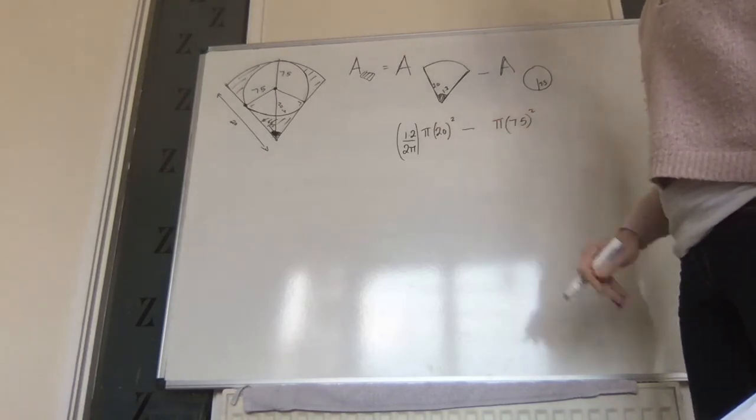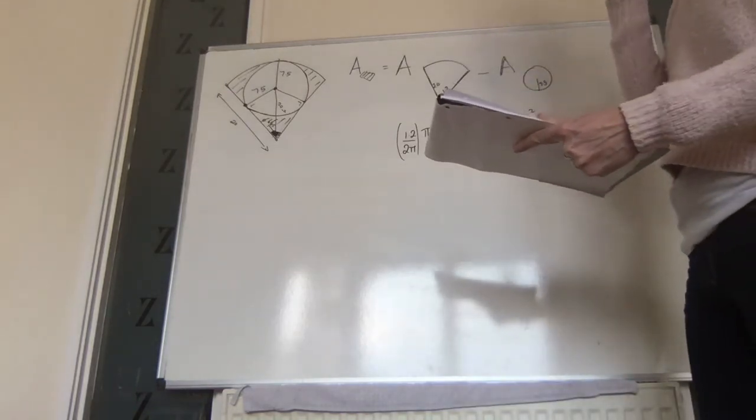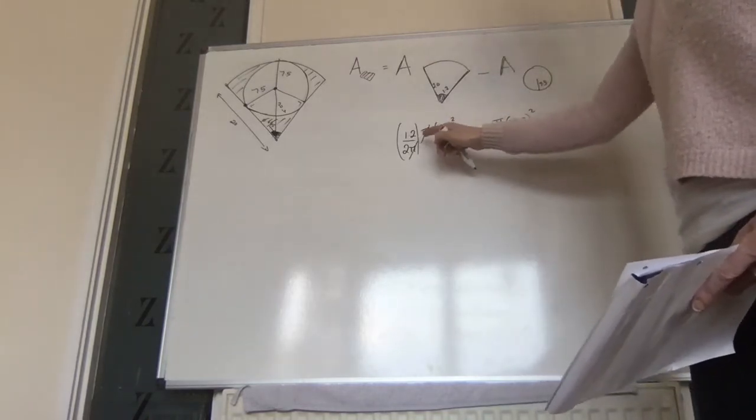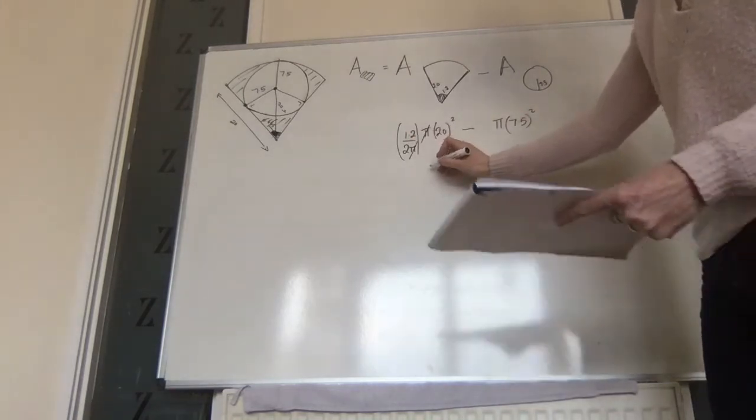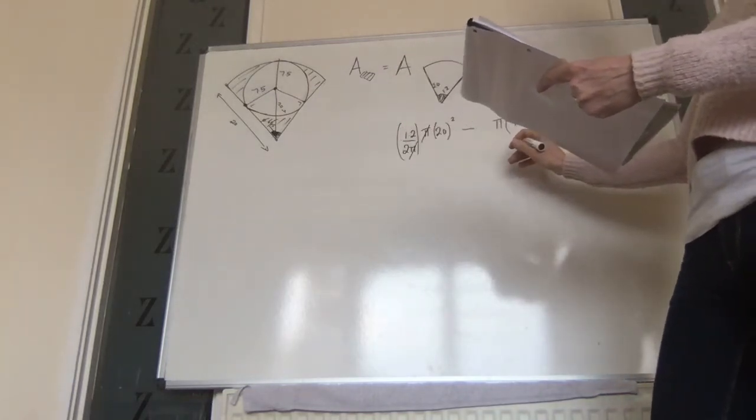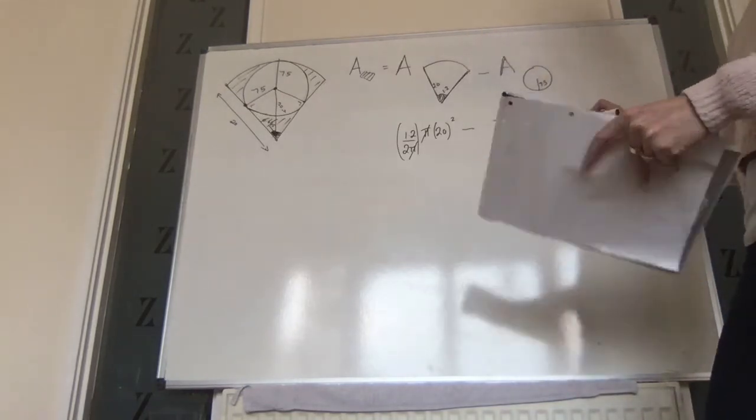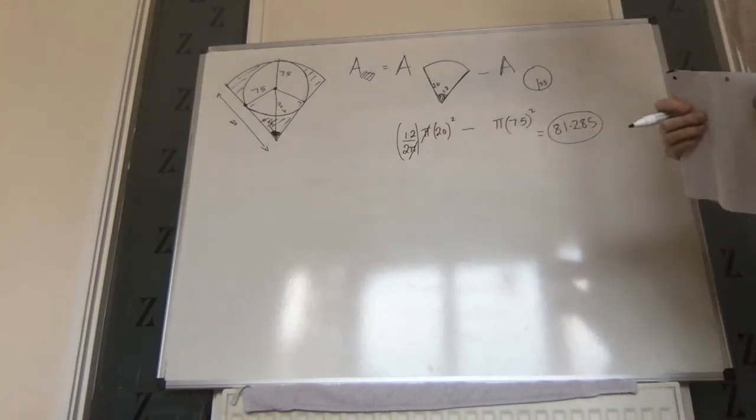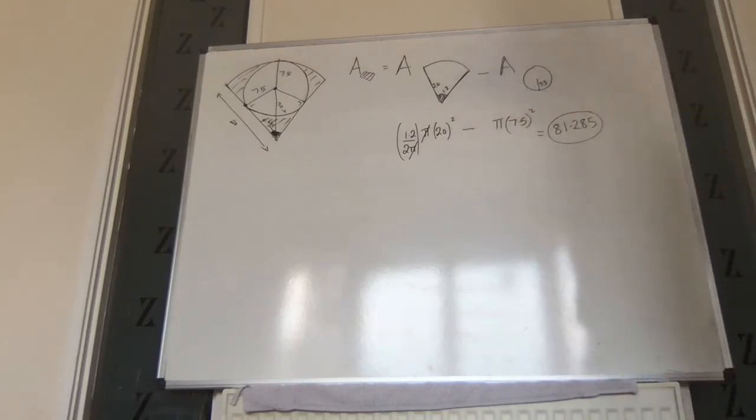Pi r squared, or in this case, 20 squared. When you put that in, your pi's cancel out, leaving r squared theta in radians over 2. So you should get 258, and the whole thing should work out to be 81.285. I'm not going to start doing the calculations because I'm trying to get as much done as possible. If you have any problem with that, get back to me. But that should work out to be 81.285.